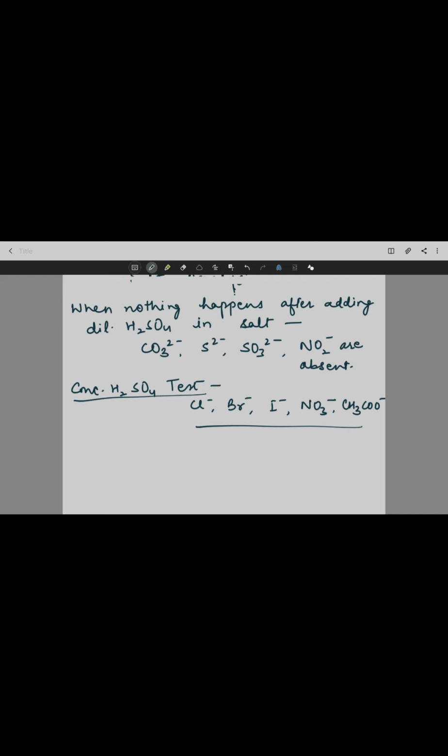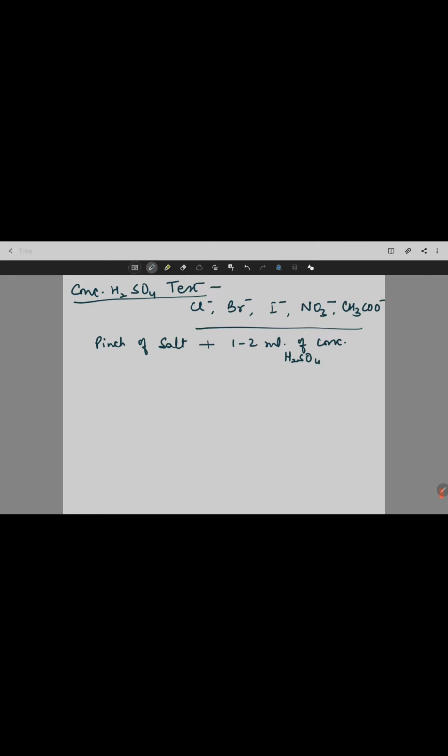This is again a preliminary test, just like the dilute H2SO4 test. So how do we perform this test? We take a pinch of salt, and to this pinch of salt add 1 to 2 ml of concentrated H2SO4 very carefully. Now what may be the observations? We may observe, number 1, colorless fumes with pungent smell.